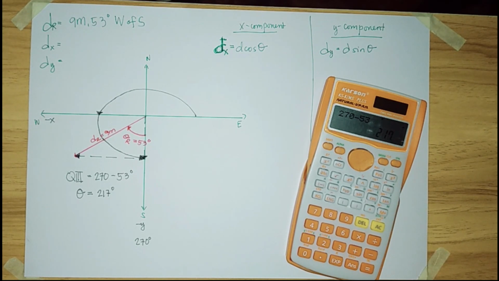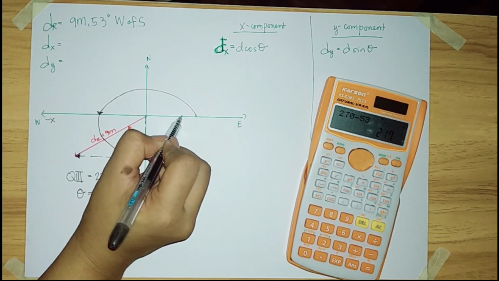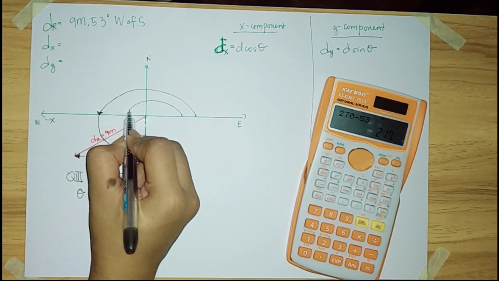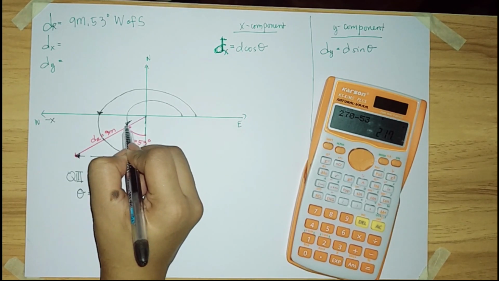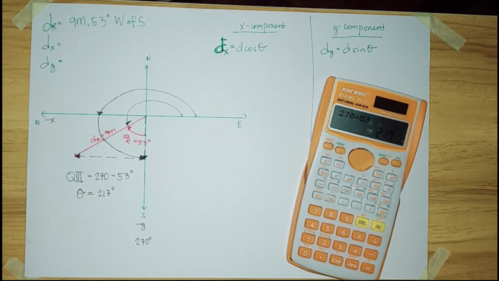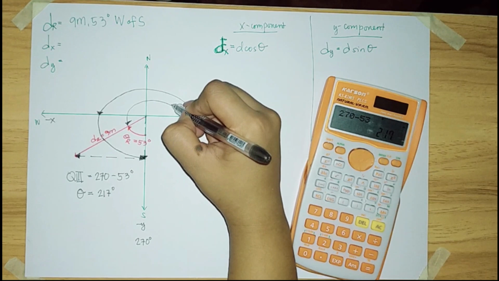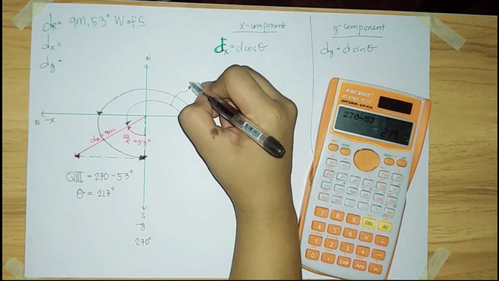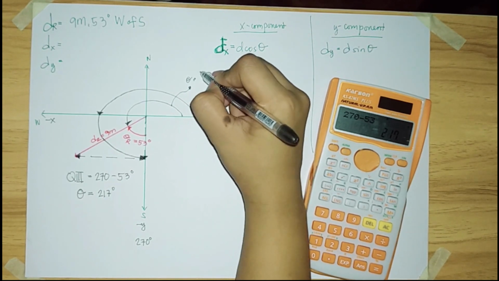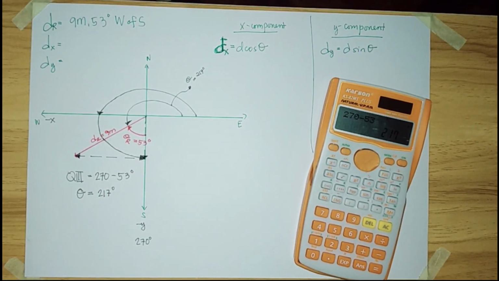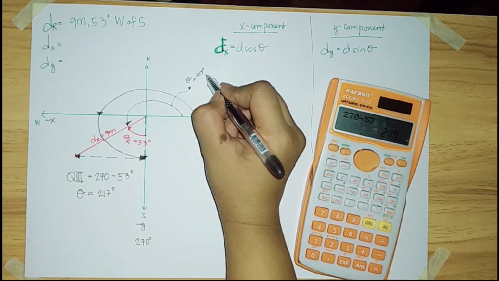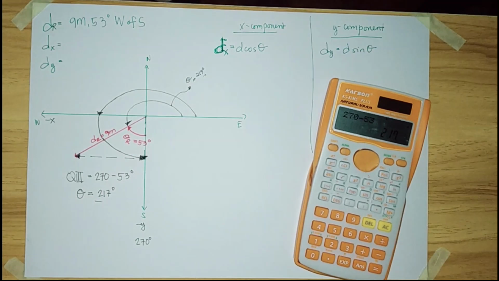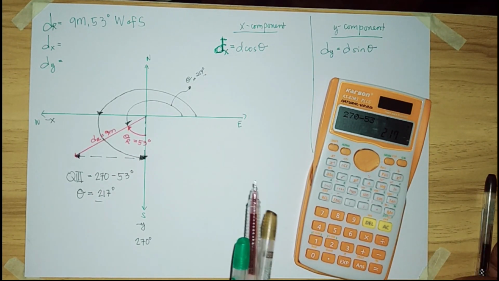Where is the 217? From here, going here, there is 217. That's simple. I'm just going to label that one here. This is our theta, and that is equal to 217 degrees. And this is the value we're going to use. Now let's solve for our x and y components.